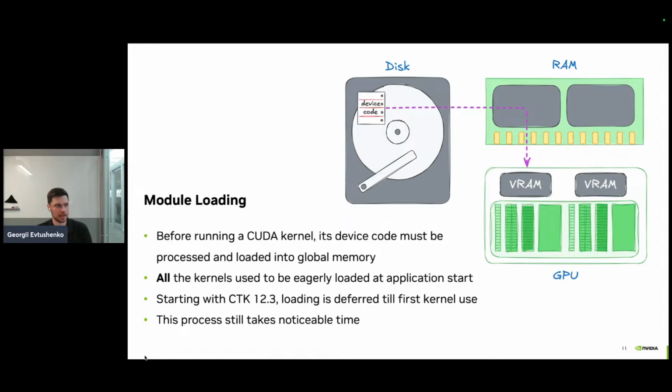That means if your application has thousands of precompiled kernels, and let's say you're only using a few of them, you have a lot of overhead coming from that startup time. That is why in CUDA Toolkit 12.3 forward, we switched the default to lazy loading of the device code. This means that the device code will be processed and loaded into global memory upon the first use of a kernel. And this takes significant time that slows down our profiler.